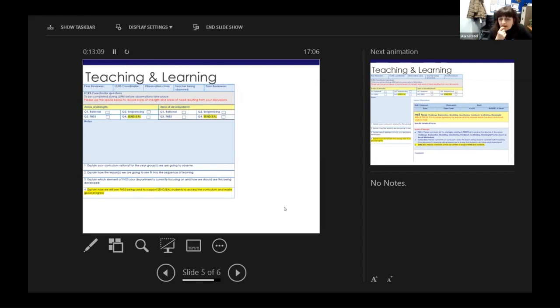And we have something called the FHS5, which is up there, and it's about modelling, challenge, scaffold, sequencing. All those things are there, so therefore they have to focus on that as well.